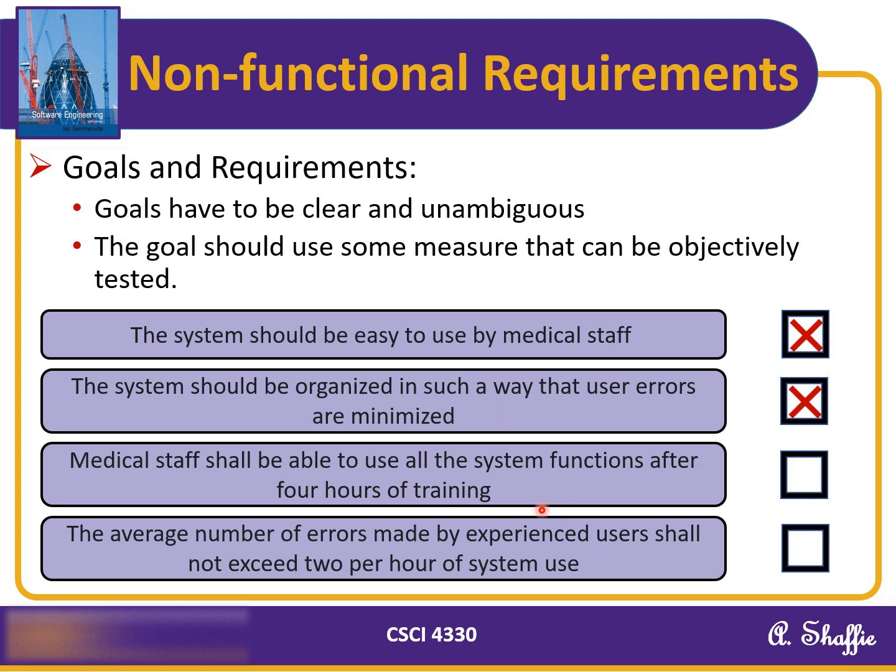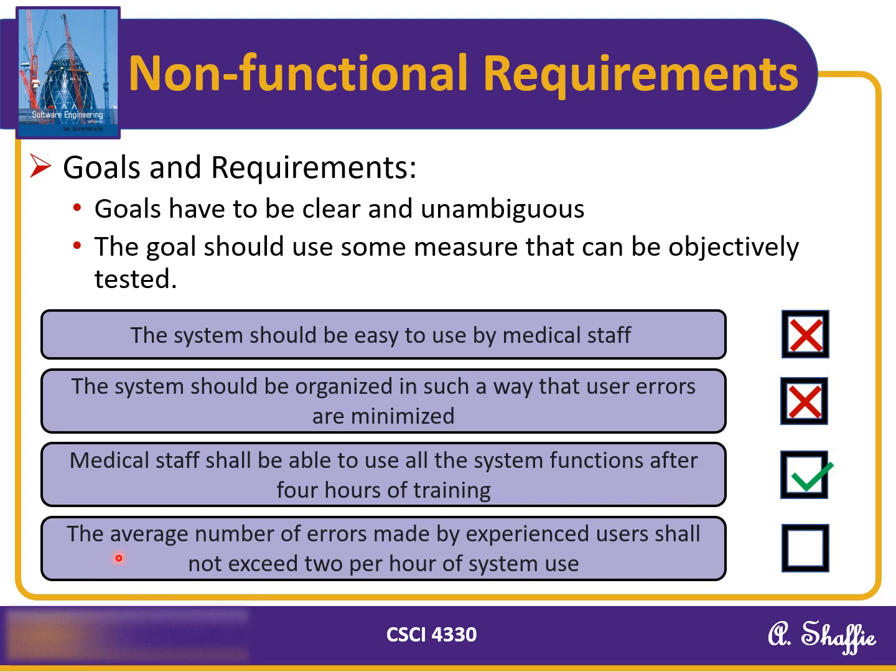See how I change this statement. Medical staff shall be able to use all the system functions after 4 hours of training. Do you see how it is measurable right now? I will get the system users, I will give them a 4-hour training, and after that I expect that all the users will be able to use it. If they are not able to use it, then you didn't achieve your goal. So now I have a measurable requirement.